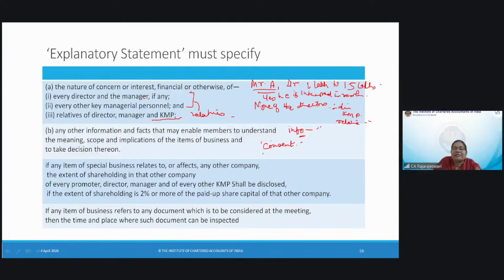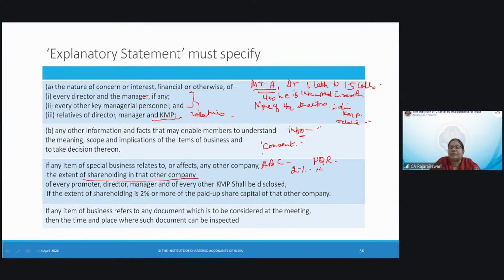And for any special business, the extent of shareholding matters. If any item of special business relates to or affects any other company, then the extent of shareholding in that other company is needed. Suppose ABC company wants to transact with PQR company, wherein A may be a director or any other person is interested. So what is the shareholding in that company? That also you have to take.